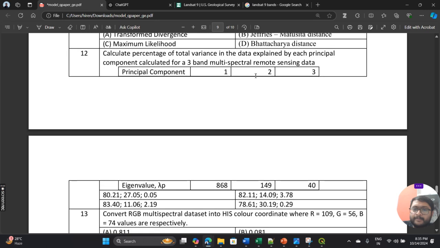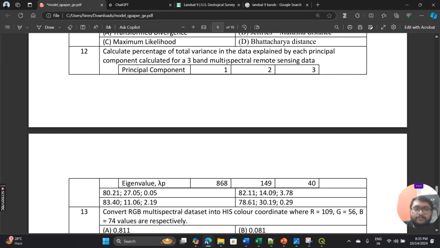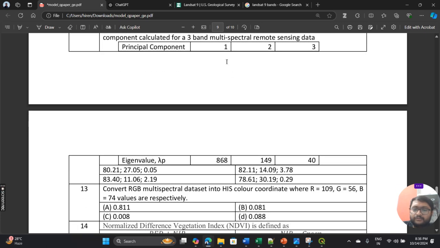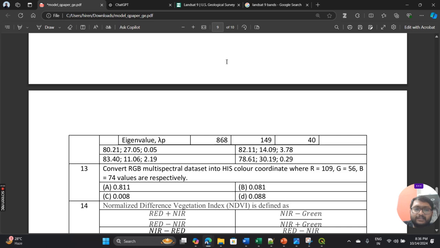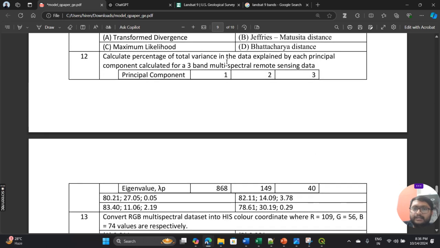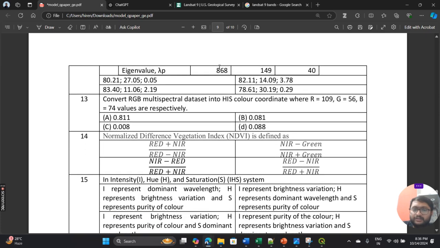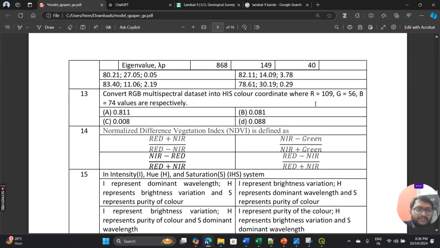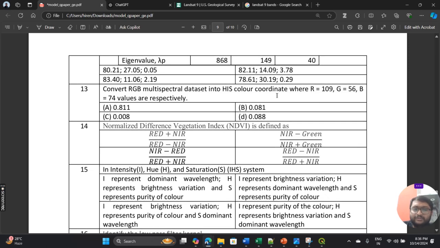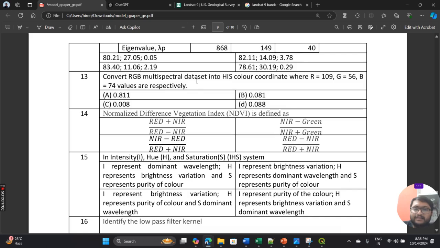Then calculate the percentage of total variance in the data explained by each principal component. For this we have to find the variance using the eigenvalues. We have not gone into detail about this PCA, so you just go through how to do this. Then convert the RGB multispectral dataset into HIS. There is a standard relationship to convert to hue, intensity and saturation using these values. There are standard formulas for that.